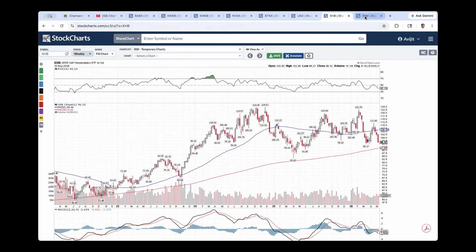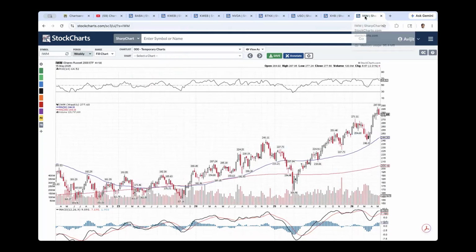Now, another area, the small caps, is very correlated to higher Treasury yields. Smaller companies need capital to raise. They need lower rates. Higher long-term rates is not good for their stocks, for their companies. And we can see that the small cap ETF IWM, the Russell 2000 ETF, closed with a 2.3% downside.